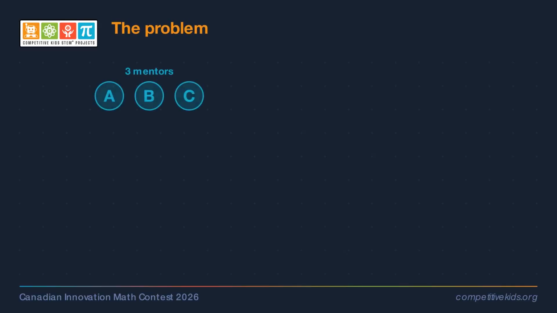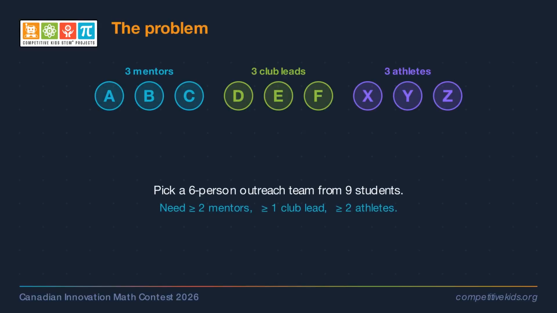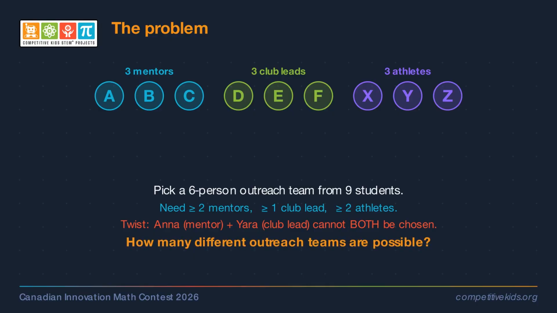An inclusive outreach team of 6 students will be chosen. There are 9 students in total, 3 mentors, 3 club leads, and 3 athletes. The team must include at least 2 mentors, at least 1 club lead, and at least 2 athletes. However, Anna is a mentor, and Yara is a club lead. They cannot both be chosen for the team, because they are already assigned together to another support shift. How many different outreach teams are possible?